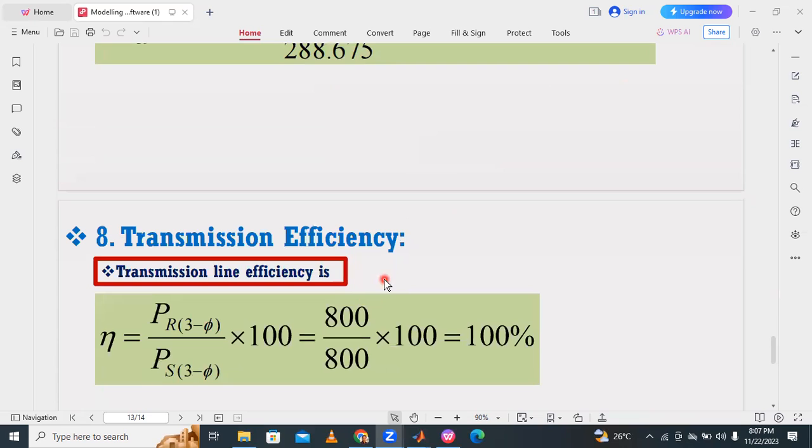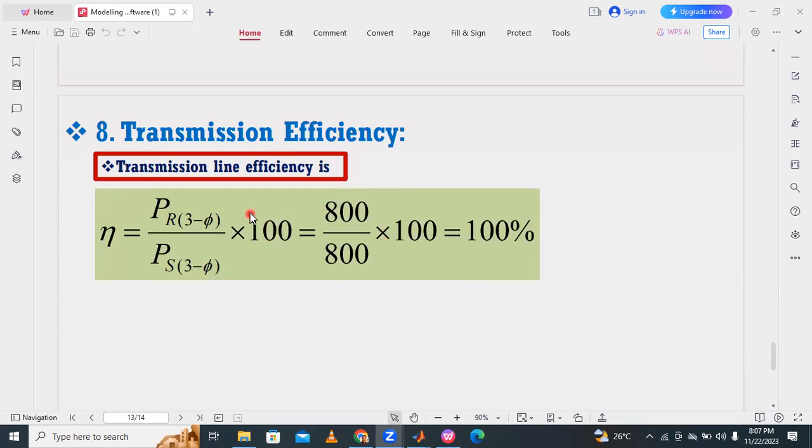The next is transmission efficiency. Efficiency is nothing but output power by input power, that is, receiving end power by sending end power. The receiving end power and sending end power are both the same in this problem. That's why 800 by 800 into 100, giving 100% transmission line efficiency. So this is about some calculations regarding our example problem.